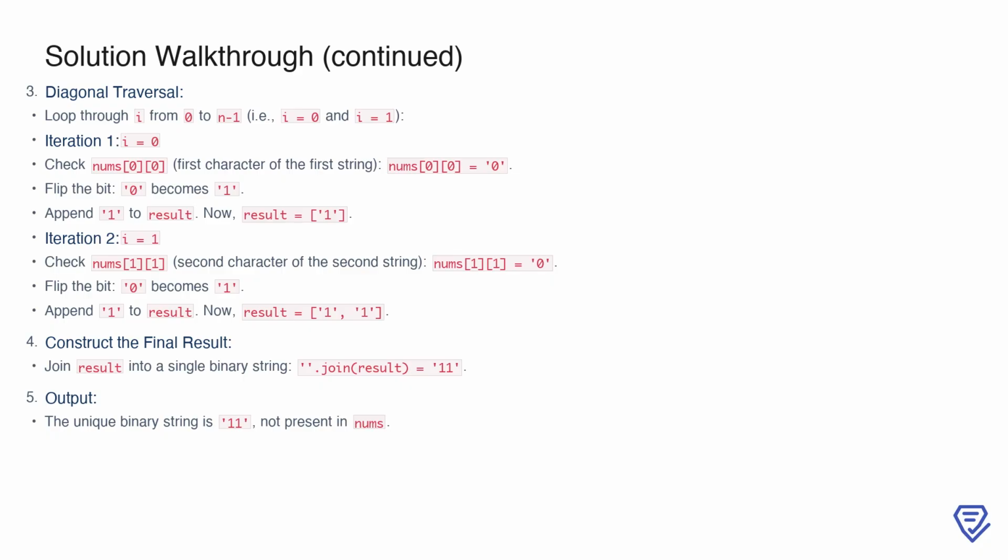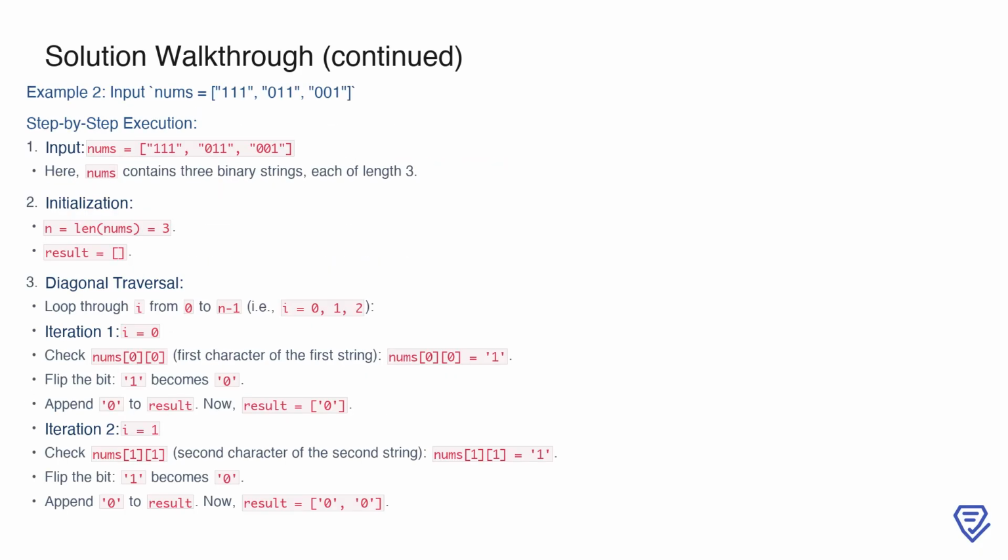In the second iteration, where i equals 1, we examine the second character of the second string, nums[1][1], which is again 0. Flipping this bit gives 1, and we append it to result. Now, result equals [1, 1]. After finishing the traversal, we join the elements of result into a single binary string, which gives 11. This string is not present in nums, so it is our unique binary string output.